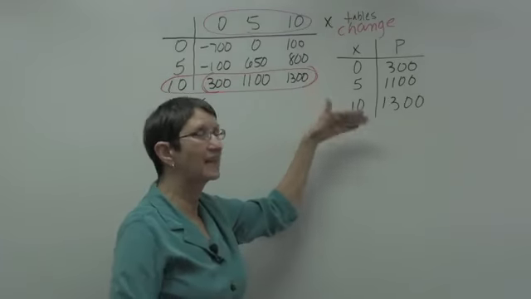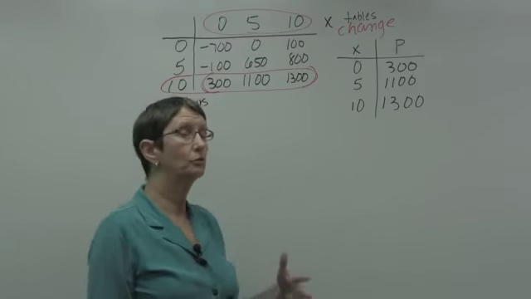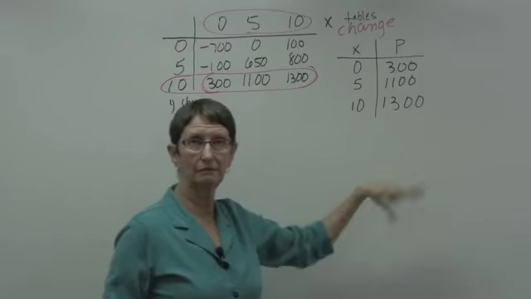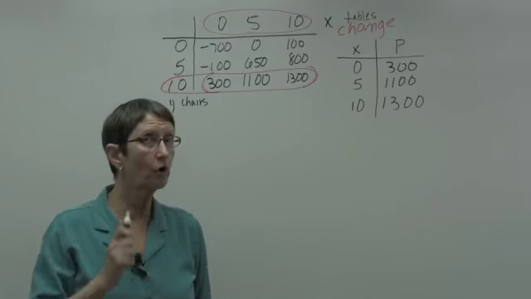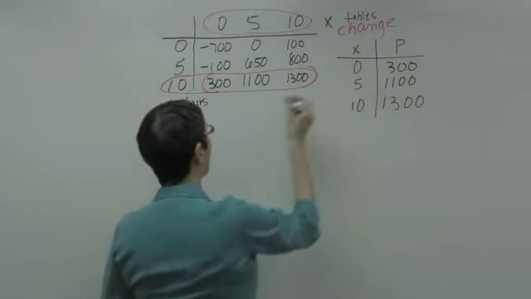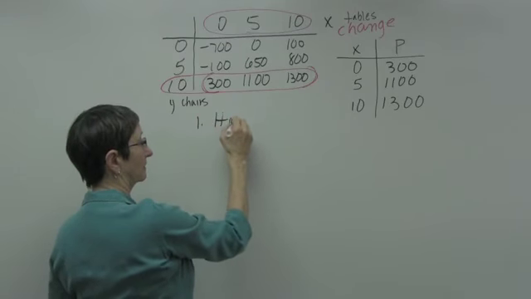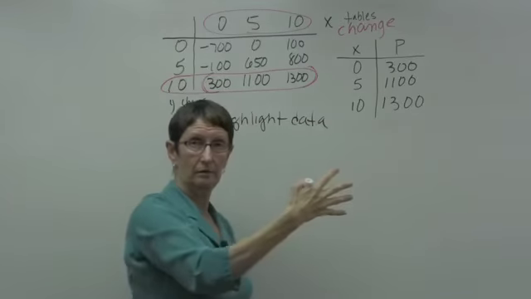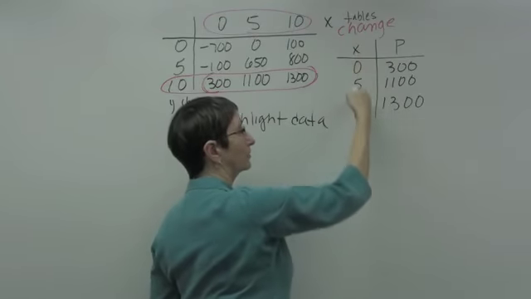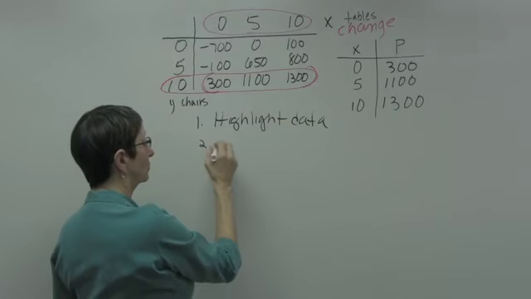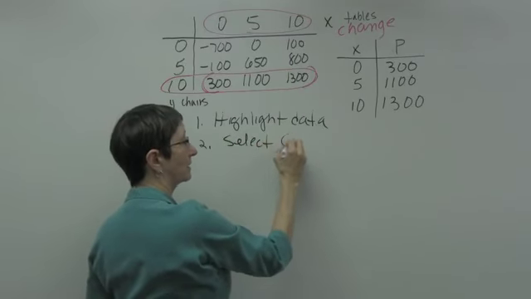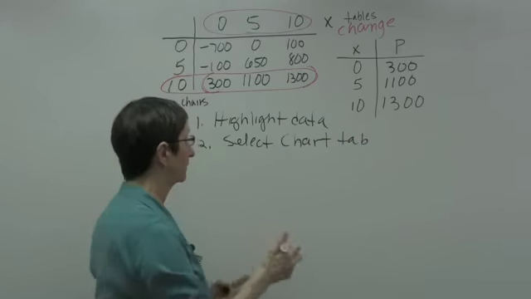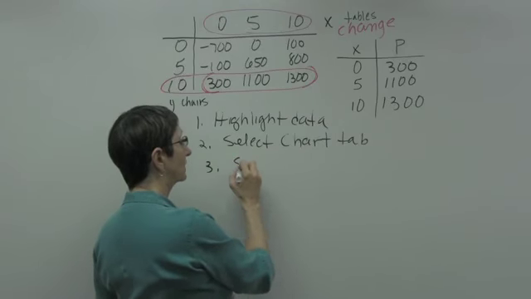Now 3 points is really not enough to graph a parabola. You really need a little bit more, maybe 1 or 2 more points. So I'm going to pretend I've got some more data that I'm going to use. When you graph, you highlight the data, and that means the x and the p as well. We want the inputs here and the outputs there. The second thing you do is select the chart tab, and that way you'll come up with a whole group of chart selections. And then you select scatter.